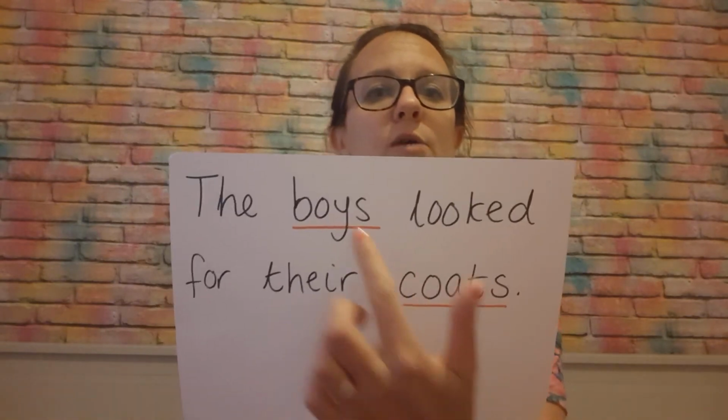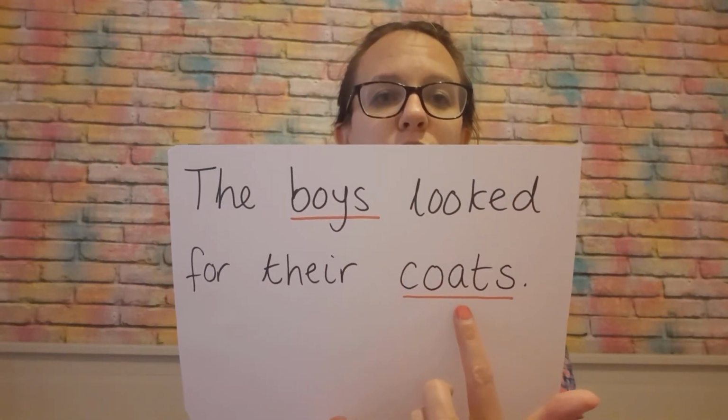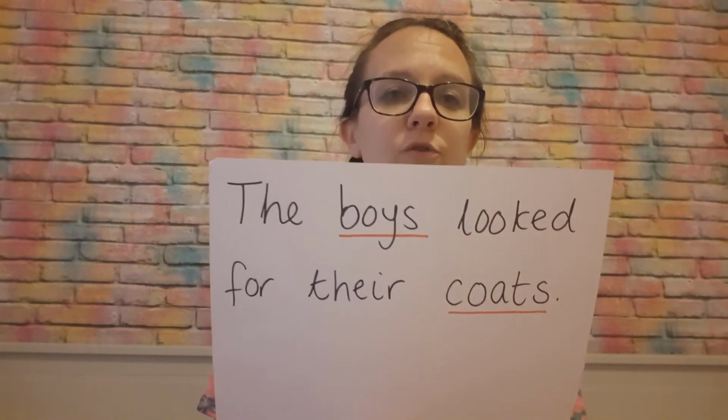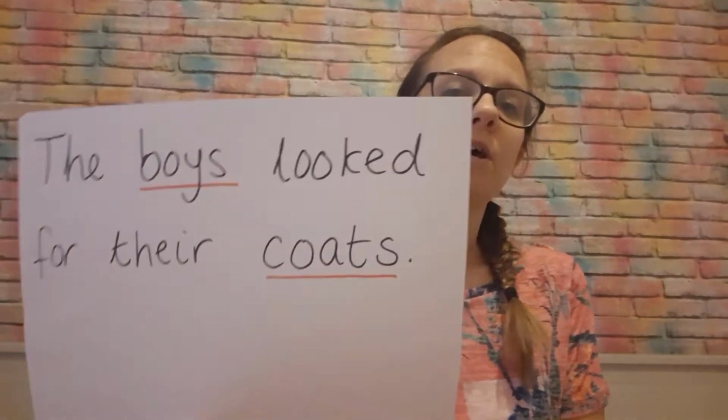Okay, so we know that there was more than one boy and there was more than one coat. If I put the boy looked for, I'd have to put his coats. That would mean that one boy had more than one coat. Okay, so it's important for meaning because it tells us how many things there are that we're talking about. That's why we have the plural. So we know if we mean one or more than one. Okay, so we just did the simple plural today. You can have a go at writing a sentence now. Remember your capital letter and your full stop.